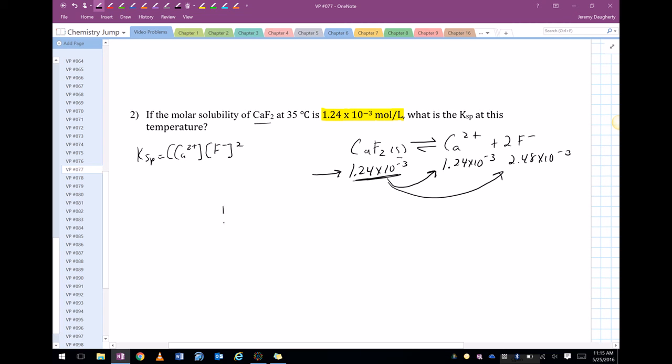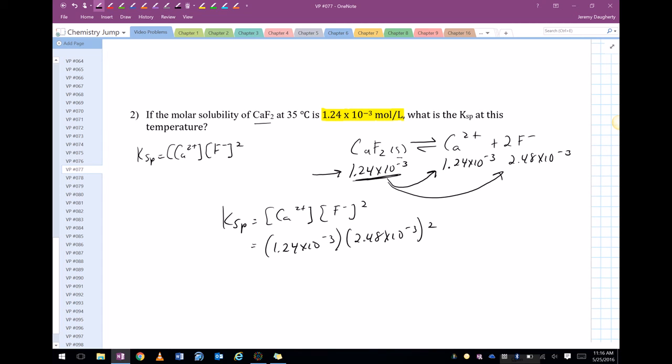Okay? So again, I'm just going to calculate KSP. Alright. I get a value of, for my KSP, 7.63 times 10 to the negative 9th. No units because it's KSP.